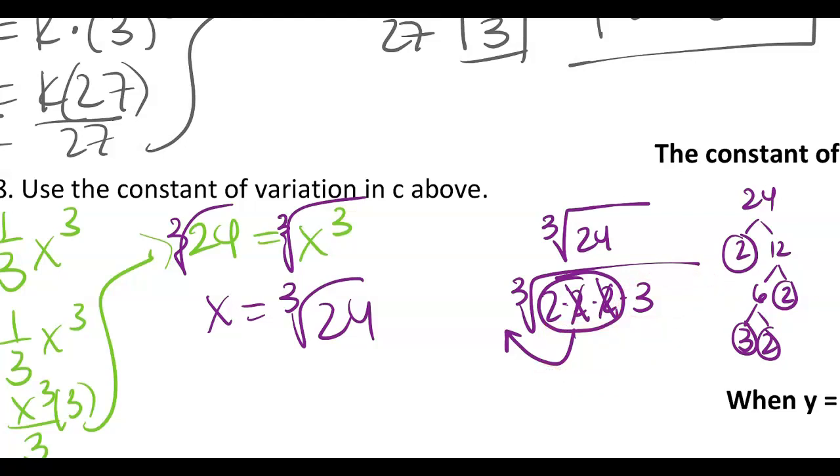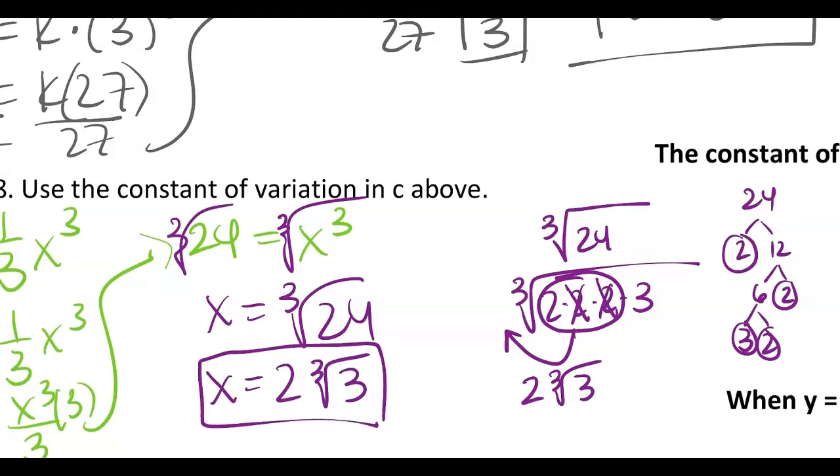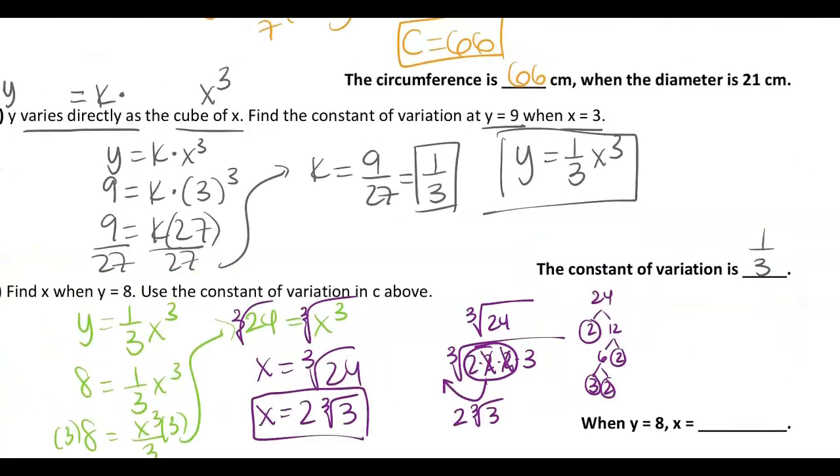But that's going back to what you guys should already know. So if I was to simplify this, I would have 2 cube root of 3. So I'm going to rewrite this as 2 cube root of 3. That's my x value. So when y is equal to 8, your x value is going to be 2 cube root of 3. You could write the decimal, but I'm telling you now, on tests and quizzes, I'm probably going to want the simplified radical form. Let's go ahead and look at the next page.